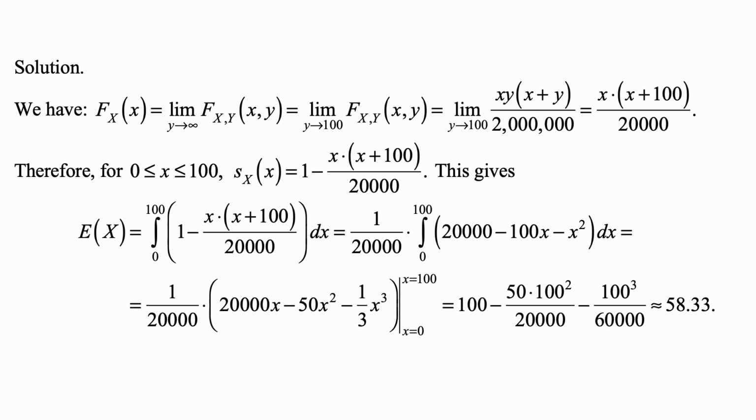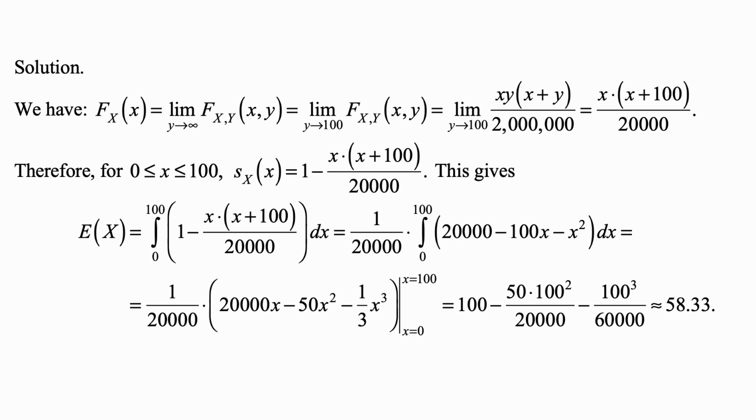Once we know this, we know that the survival function is 1 minus that. And we use the Darth-Vader rule to calculate the expected value. It's the integral from 0 to 100 of the survival function, because the random variable is non-negative with probability 1. So we can use the Darth-Vader rule. That's equal to 1 over 20,000 times the integral from 0 to 100 of 20,000 minus 100x minus x squared dx. That's 1 over 20,000 times, that integral is 20,000x minus 50x squared minus 1/3 x cubed, evaluated from x equal to 0 to x equal to 100.